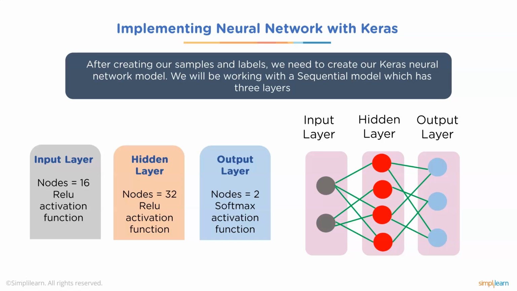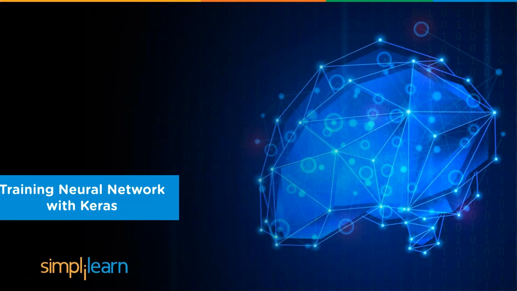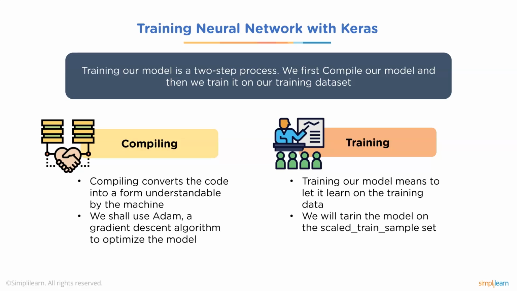And you can see the input layer coming in was the age factor. We had our hidden layer, and then we had the output. Are you going to have symptoms or not? So we're going to go ahead and go with something a little bit more complicated. Training our model is a 2-step process. We first compile our model and then we train it on our training data set.